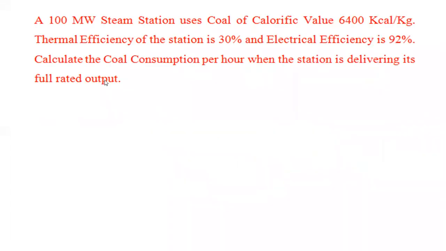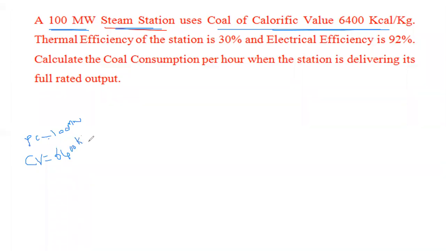And the next problem is a 100 megawatt steam station, that is a thermal power plant. The capacity of the power plant is 100 megawatt. The power plant's other name is steam station, or thermal power plant. The calorific value of the coal is given as 6,400 kilocalorie per kg.